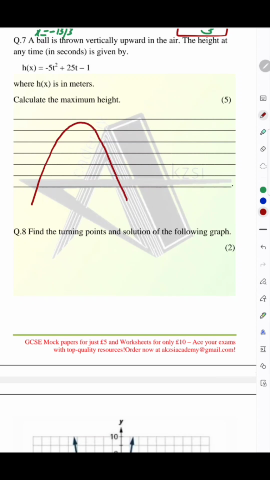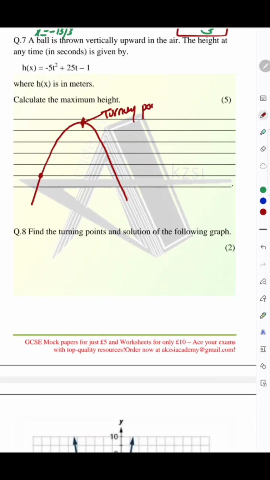That means, say for example, we want to know what will be the height of the ball after 1 second of throwing the ball. I'll put t equals 1 in this case, and I'll get the particular height. So this is how you can get this whole curve. But they're asking the maximum height, that means this point, and this is nothing but the turning point.